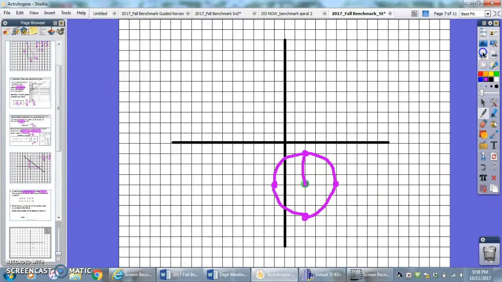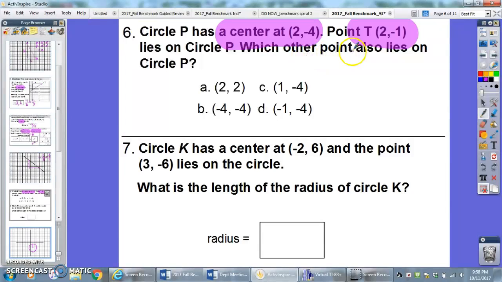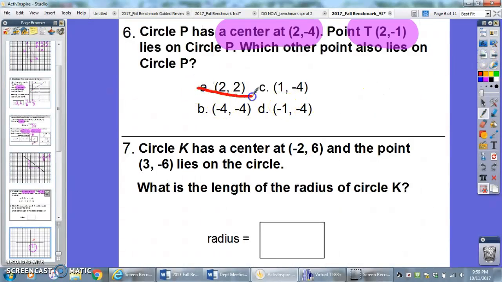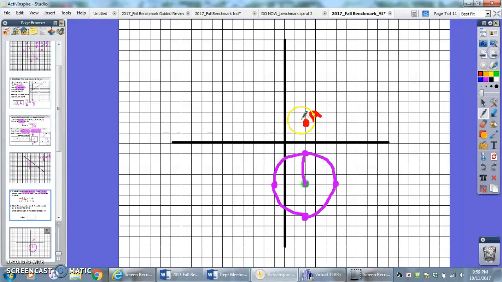Now the question does say which other point also lies on circle P. So let me graph each of these points to show you how easy it is to pick out the right answer. So I'm going to go ahead and graph 2, 2. That was answer choice A. I would have to say absolutely no. That point's not even close. Answer choice B is negative 4, negative 4. Again, not even close. So I'm going to go ahead and cross that one off.